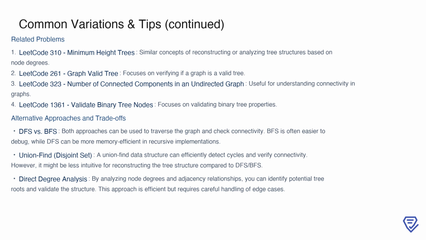In terms of alternative approaches, both DFS and BFS are viable options for graph traversal and connectivity checks. While BFS is often easier to debug, DFS can be more memory efficient, especially in recursive implementations. Another approach is using a union-find data structure, which efficiently detects cycles and checks connectivity. However, union-find may not be as intuitive when reconstructing the actual tree structure. Alternatively, analyzing node degrees and adjacency relationships directly can help you identify potential roots and validate the tree structure. This method is efficient but requires careful treatment of edge cases to avoid errors.